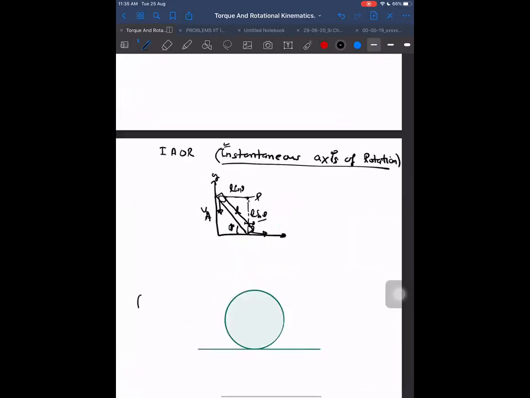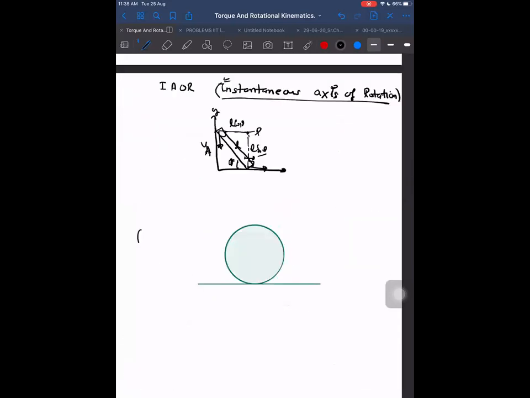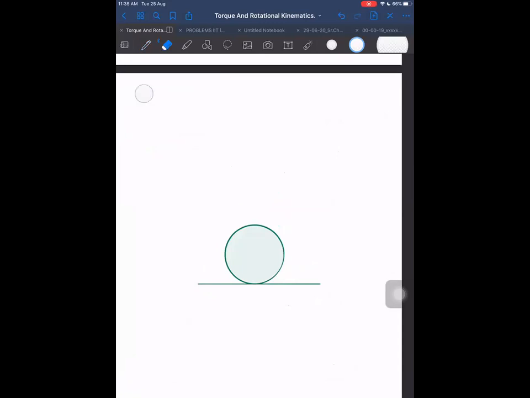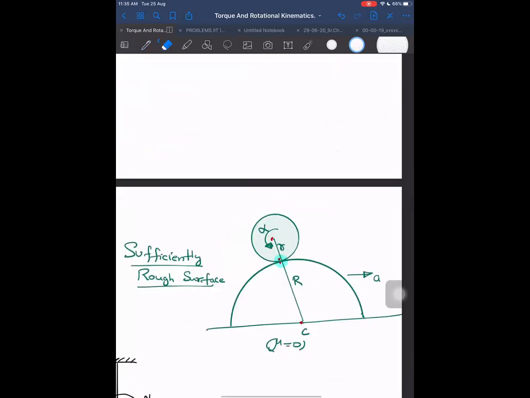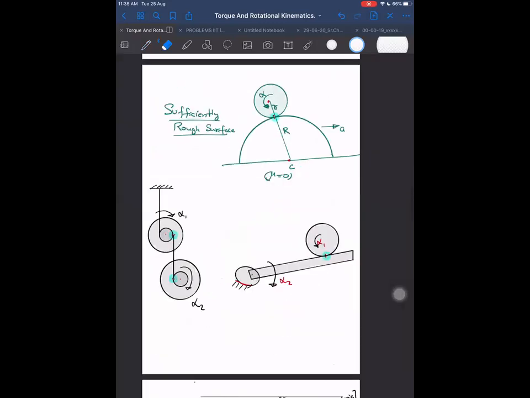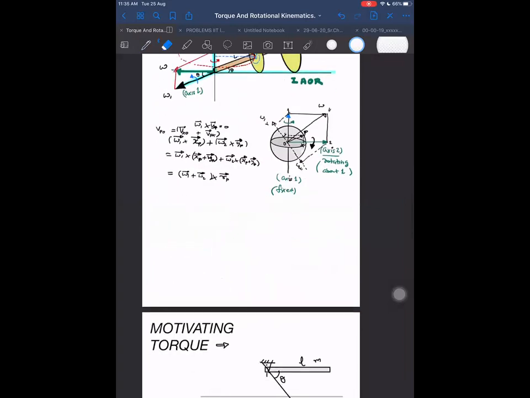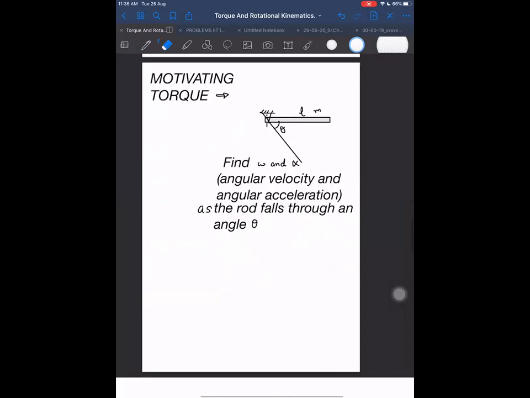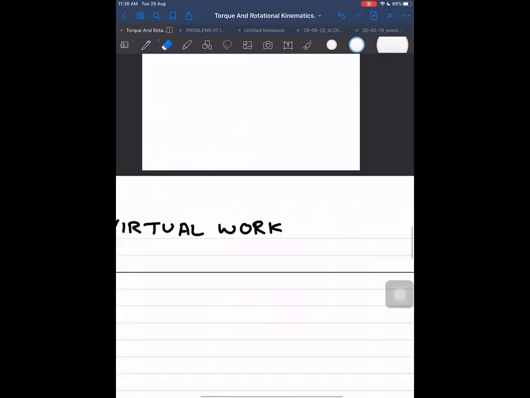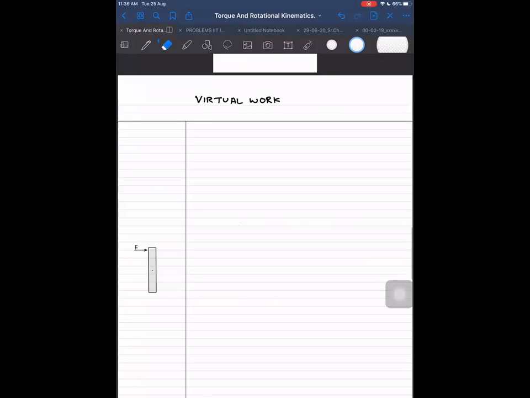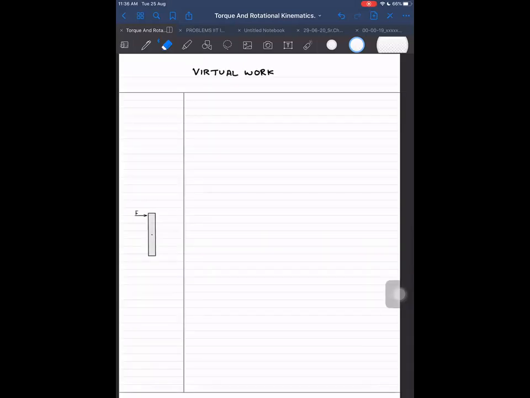So now we can start the next topic. I am taking now instantaneous axis of rotation. Or wait, I think instantaneous axis of rotation can wait for some time. Before that, I definitely want to discuss one more important topic, that is torque. Torque is very important for this week, so I want to discuss it first.